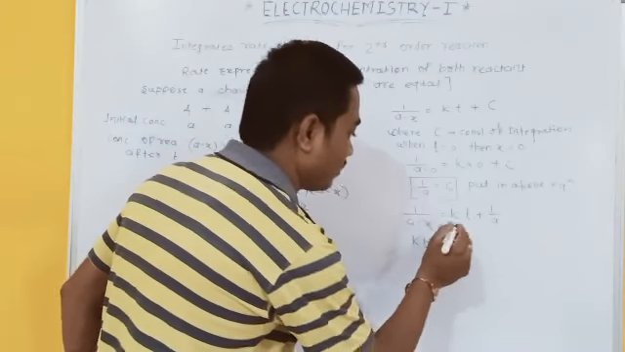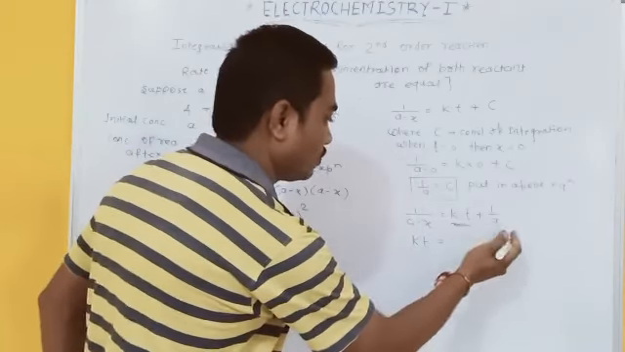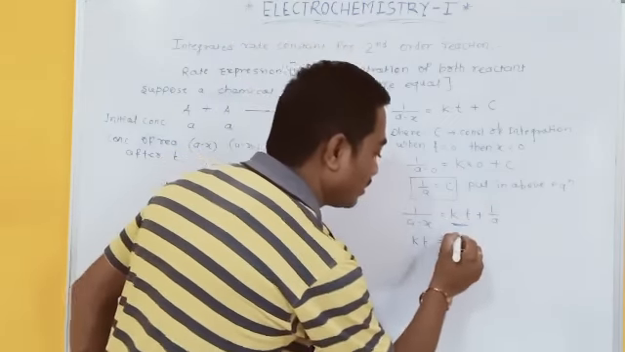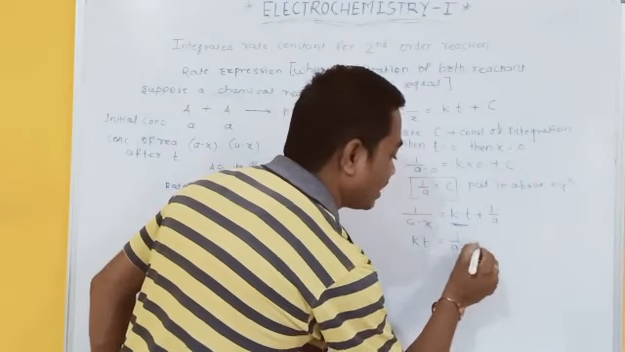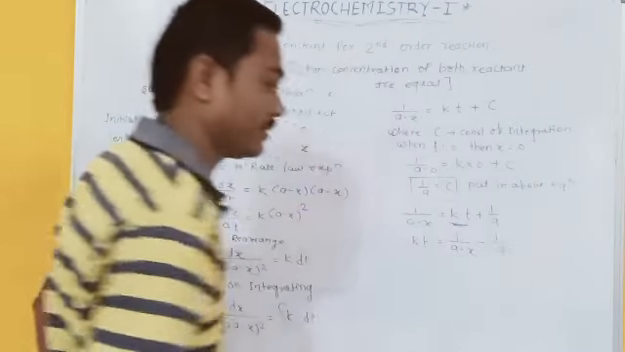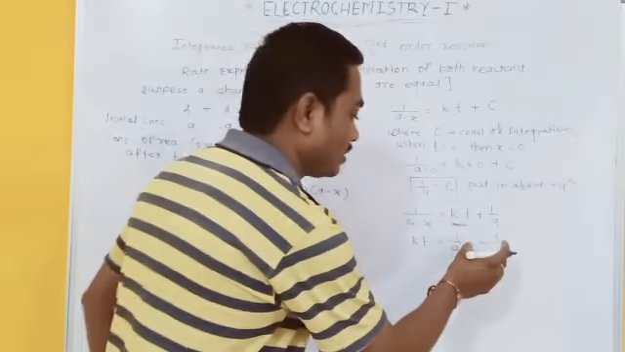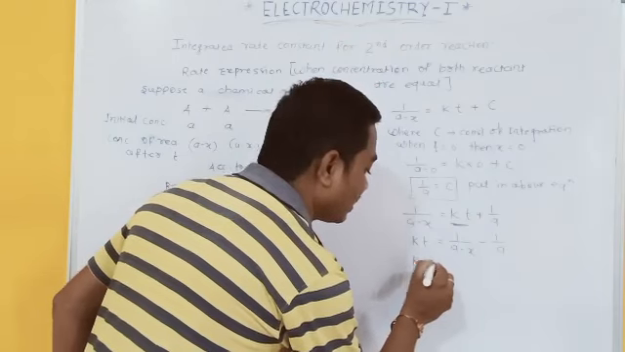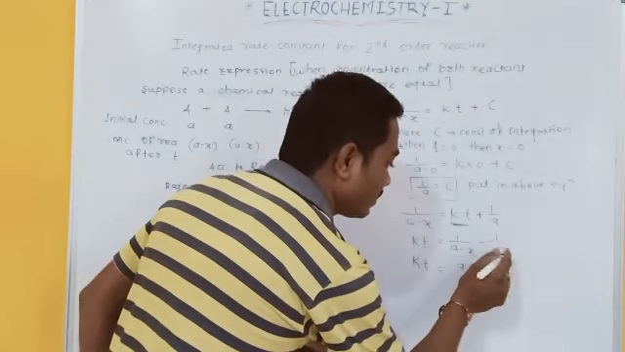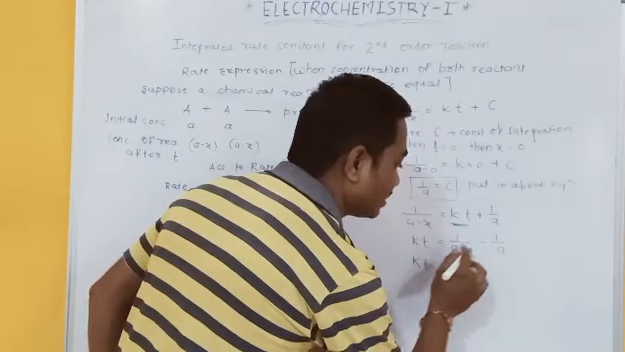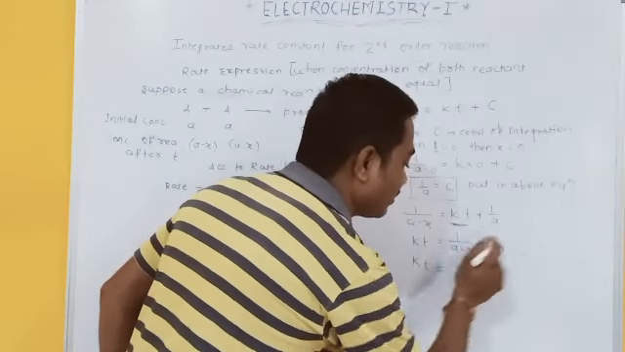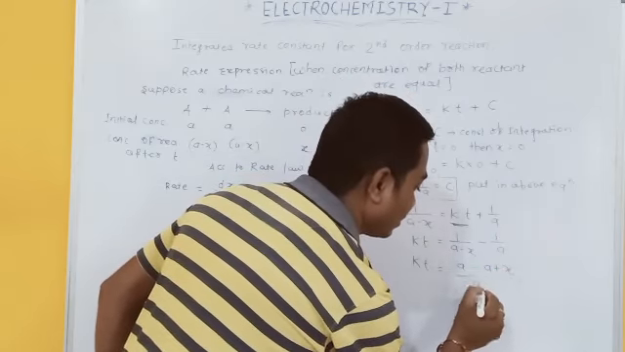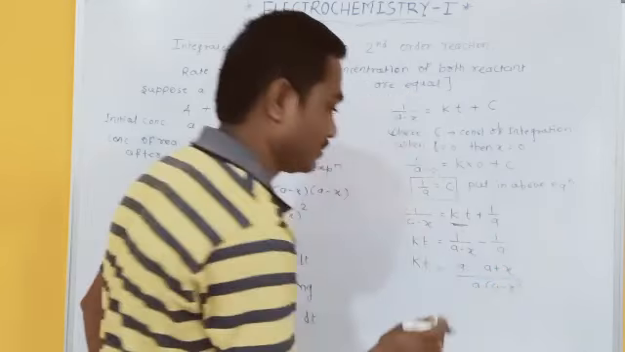kt is equal to this value, 1 by a minus x minus 1 by a. Now, on solving this equation, cross multiplication takes place. kt is equal to a, cross multiplication, minus a plus x, divided by a into a minus x.